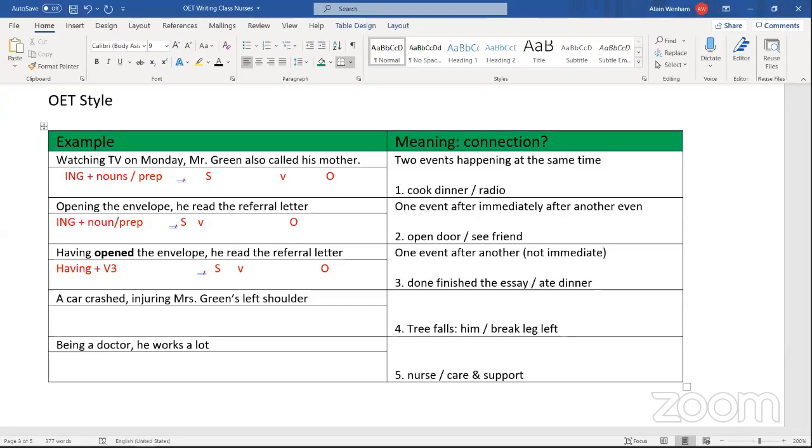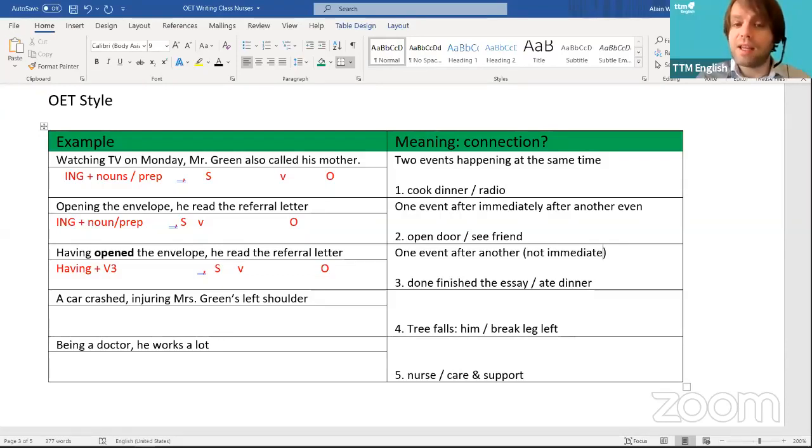Yes, I have a good example, Alan. Yeah, go on. After be fluent in English, I can get my being nurse. Yeah, so having passed the exam.